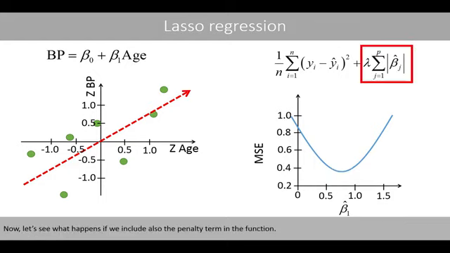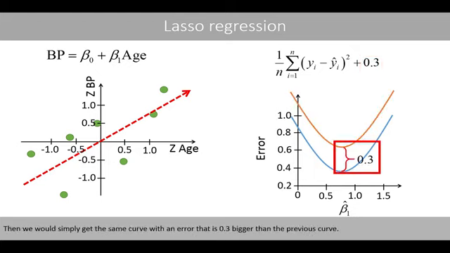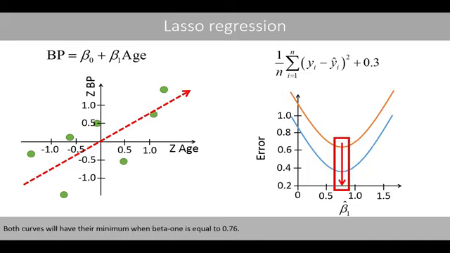Now, let's see what happens if we include also the penalty term in the function. Suppose that this term would be equal to a constant in this case, for example 0.3. Then we would simply get the same curve with an error that is 0.3 bigger than the previous curve. Both curves will have their minimum when beta 1 is equal to 0.76.